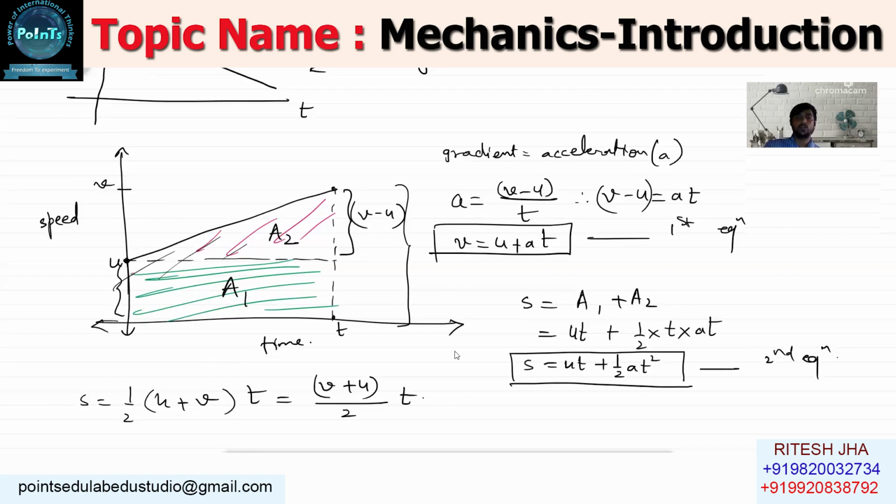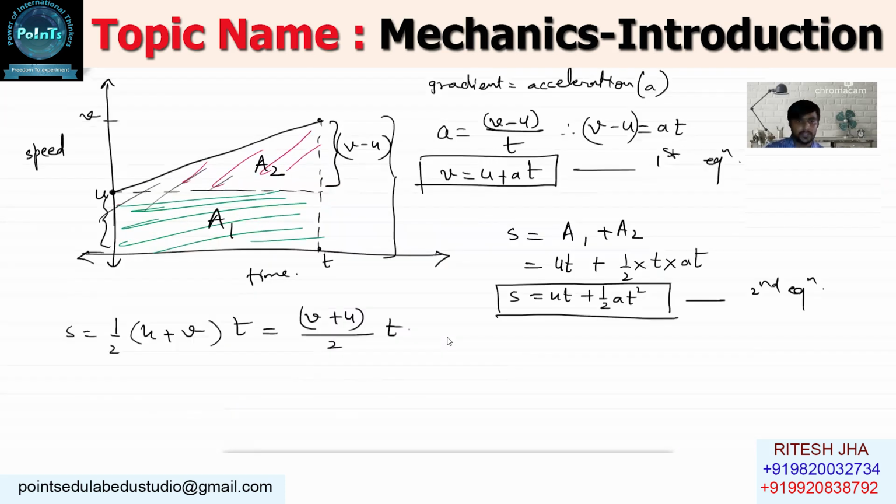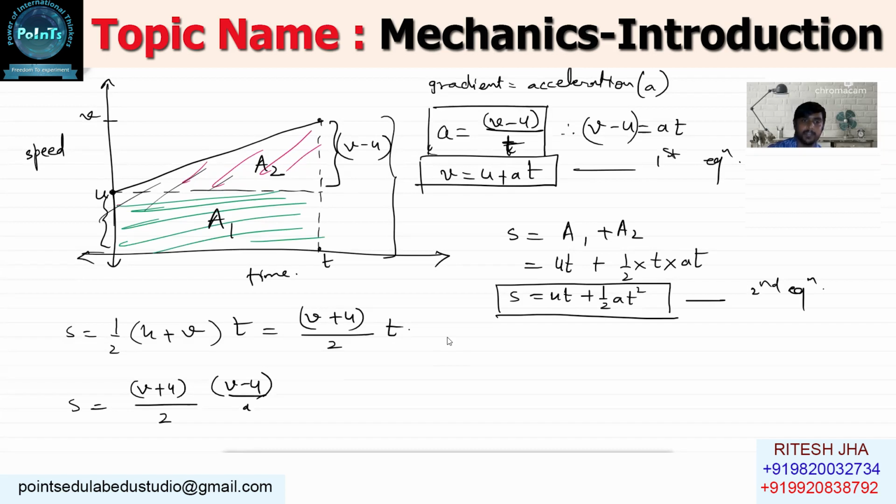Okay, now if I'm considering the same equation, s is equal to (v plus u) over 2, and instead of t, I'm writing (v minus u) over a. Are you confused with this? Instead of t, I'm writing v minus u by a. From the first equation, make t the subject of the formula. That becomes v minus u by a. So instead of this t, I've written v minus u by a.